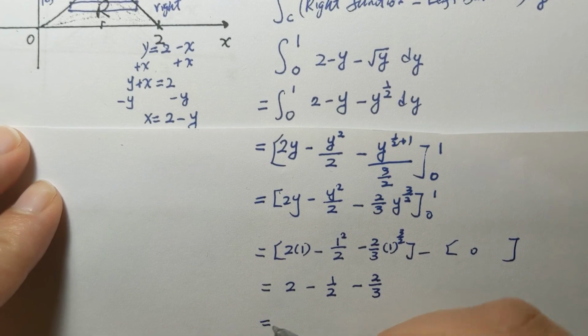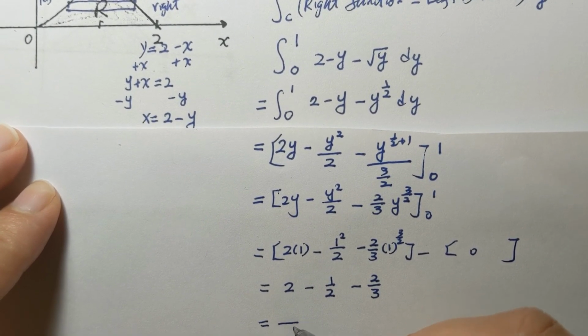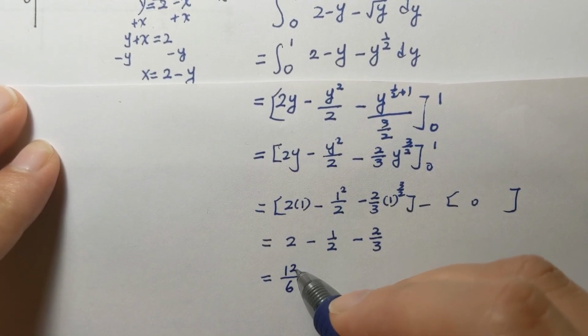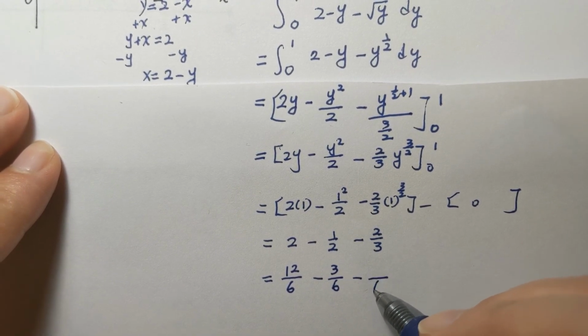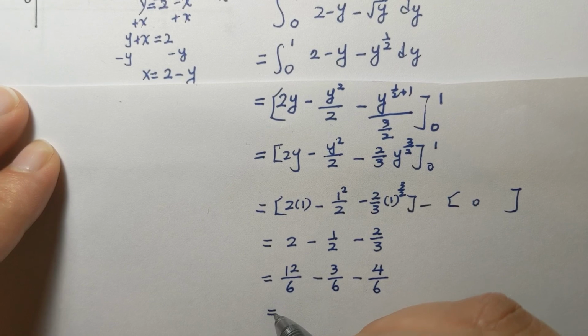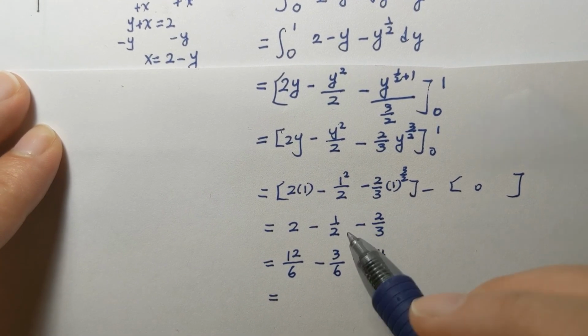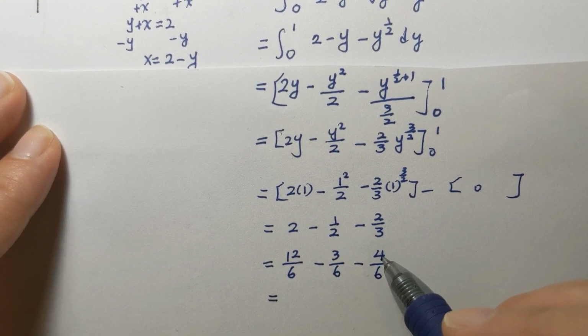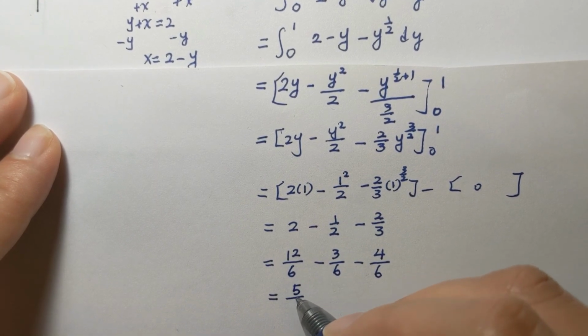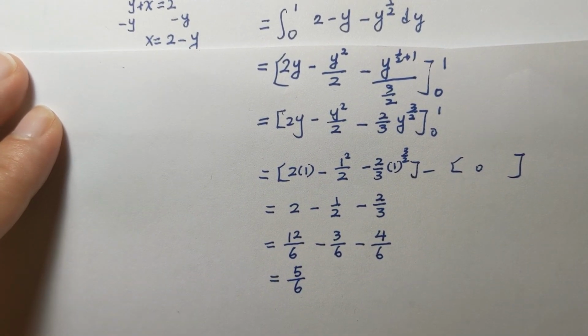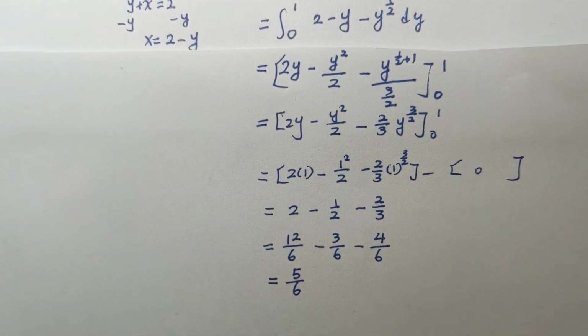And then to simplify, the common denominator will be 6. And then we subtract. So 3 and 4 make 7, so 12 minus 7. So therefore the final answer is 5 over 6. So we finish today's lesson.